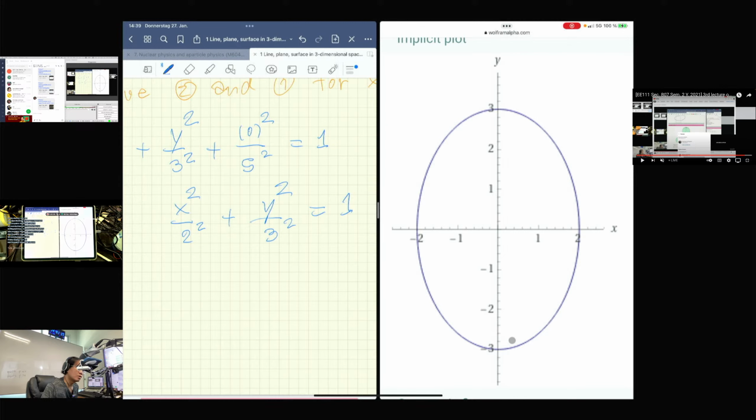Okay, that's the ellipse with the intersecting points along the x-axis as 2 and -2. We have the intersecting points along the y-axis, -3 and +3. It's alright. It's not too difficult, right?